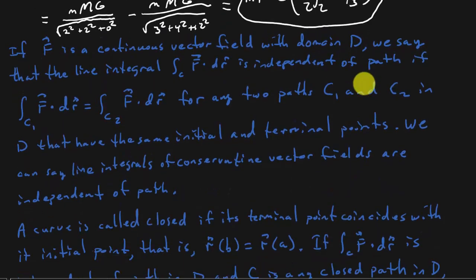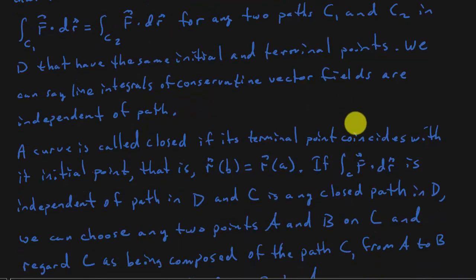Okay. So it says, if F is a continuous vector field with domain D, we say that the line integral is independent of path if the integral over C1 is equal to the integral over C2 for any 2 paths C1 and C2 in D that have the same initial and terminal points. We can say line integrals of conservative vector fields are independent of path. So let's just read it and I'll explain everything.